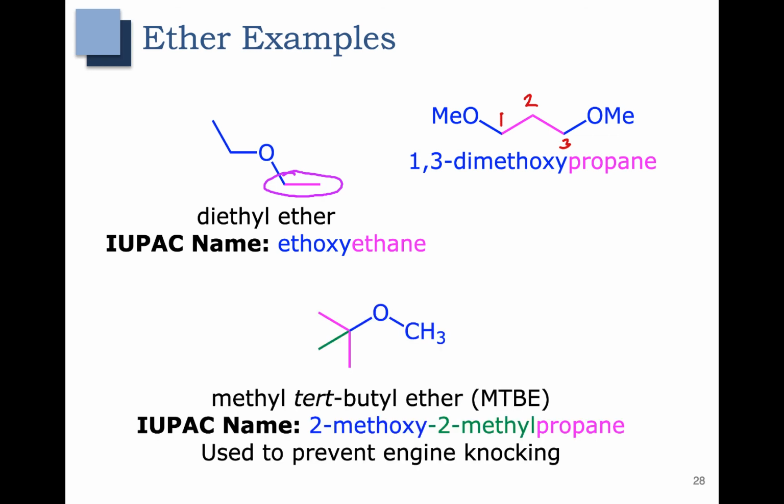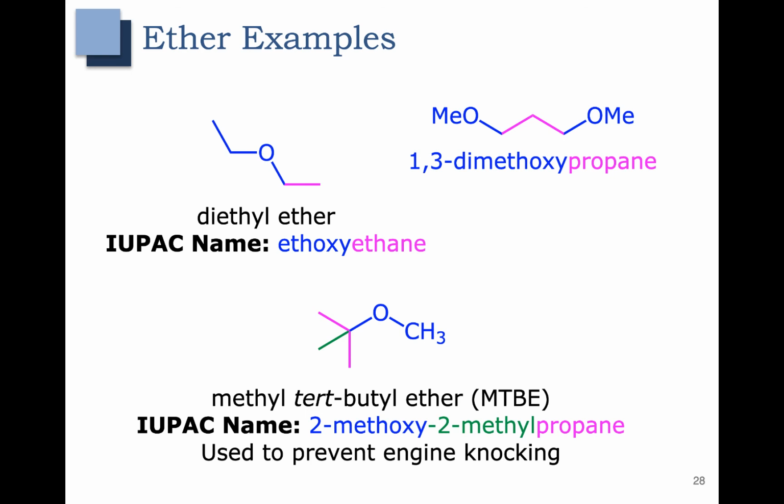In our last example here, our parent chain is 3 carbons long, 1, 2, 3. Attached to this, we have our methyl group, as well as a methoxy group. Those are both attached at position 2, so that gives us a 2-methoxy-2-methylpropane. The common name is something you might be familiar with. It's commonly called methyl tert-butyl ether, or MTBE.